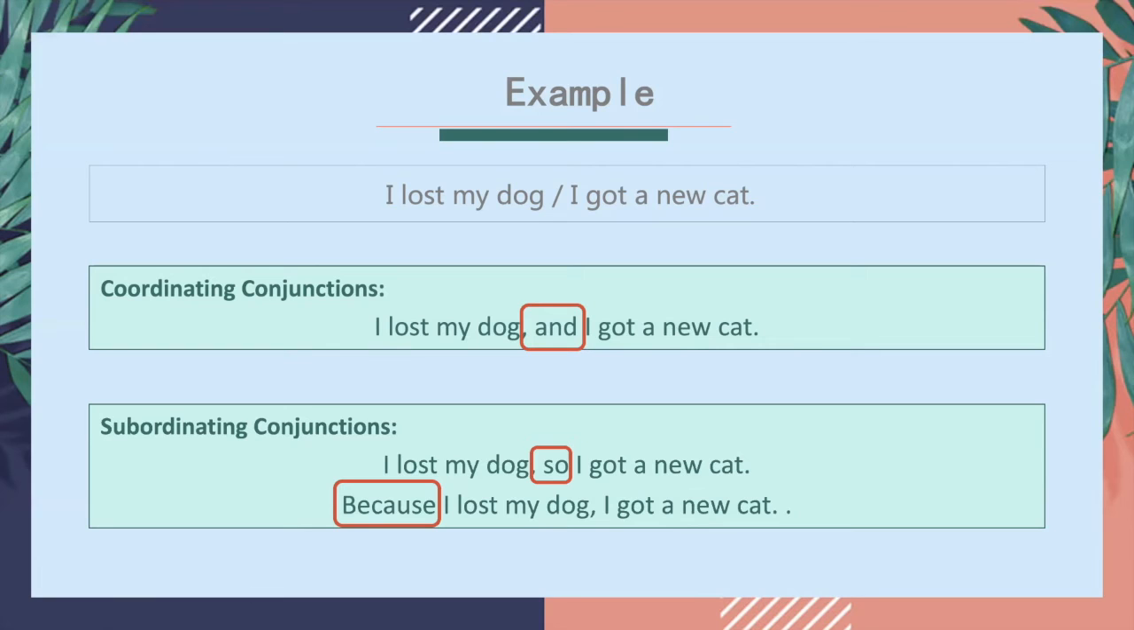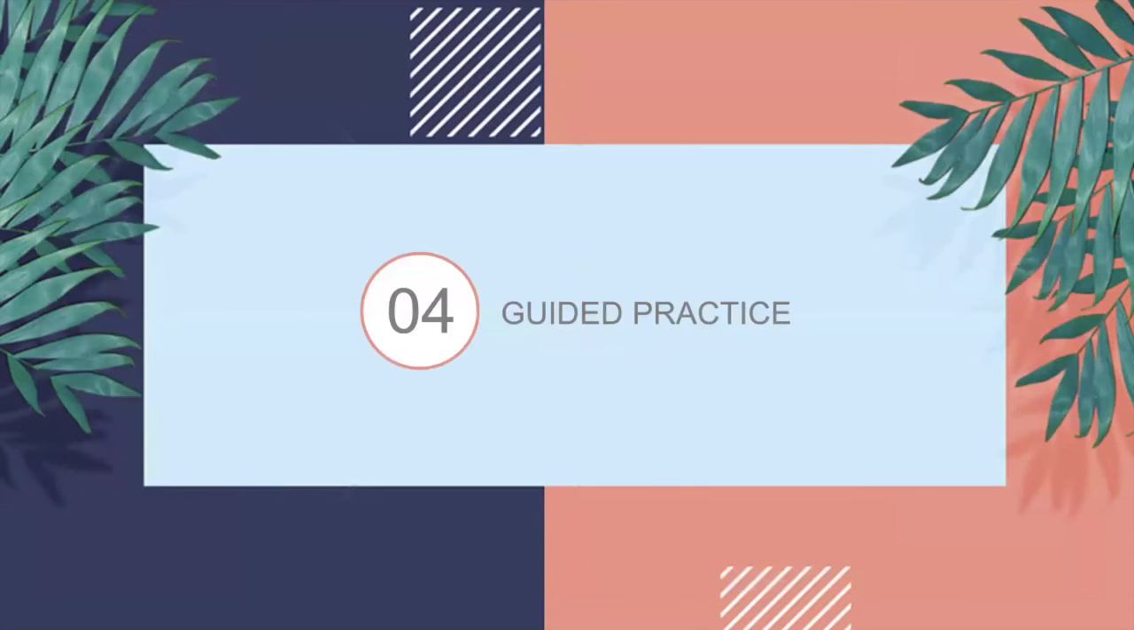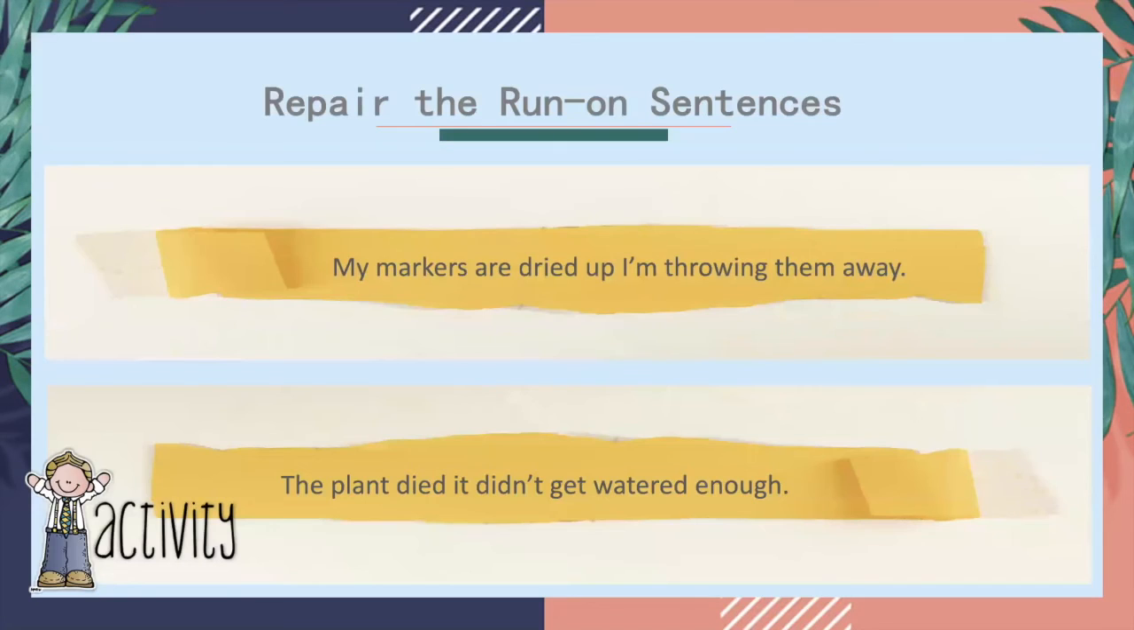Now let's put what we have learned into practice. Do you still remember the two-sentence strip at the beginning of the lesson? Could you please use the conjunction to fix these two run-on sentences? How can we do that? First of all, you have to split the sentence into clauses.